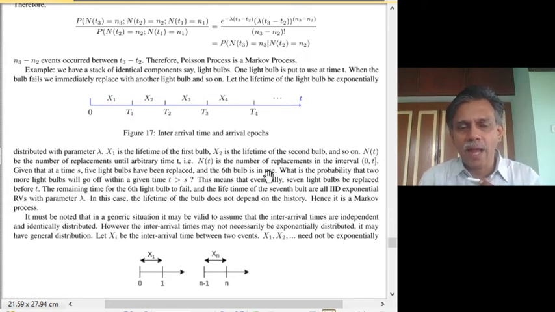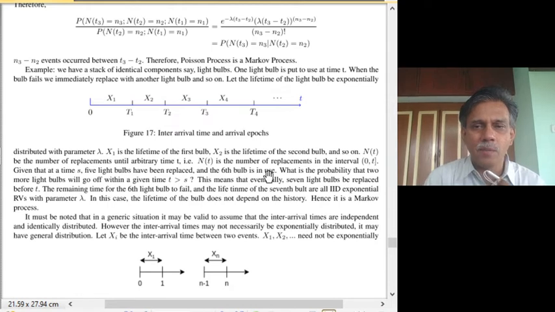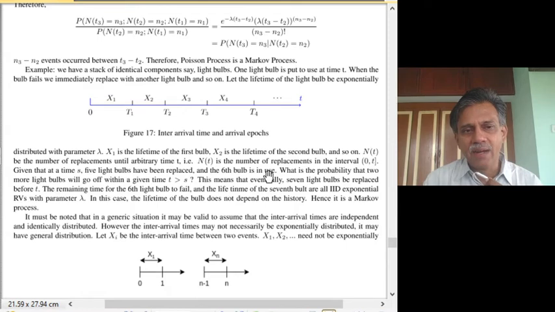So the time at which we say that 5 bulbs have failed so far is a case where t is such that the sum of X1 to X5 is less than t, and the sum of X1 to X6 is greater than t.